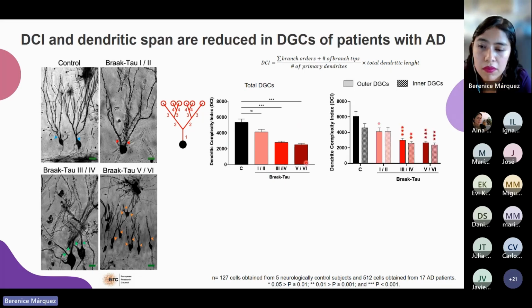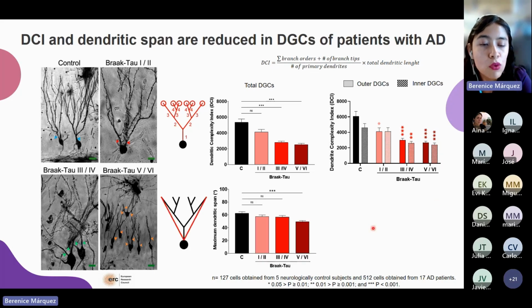Interestingly, outer dentate granule cells demonstrate a significant reduction of the dendritic complexity index at early stages and onwards. And in the case of the inner dentate granule cells, this decrease was observed at intermediate stages and onwards. The dendritic span was only reduced at later stages in the total dentate granule cells.